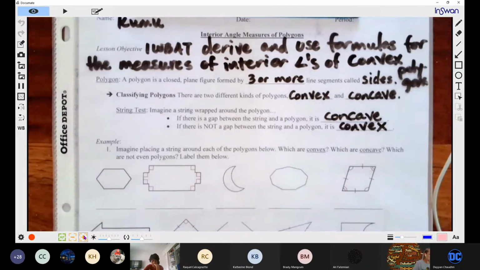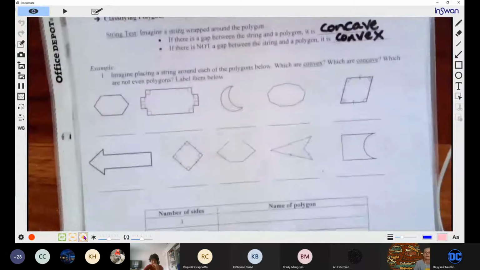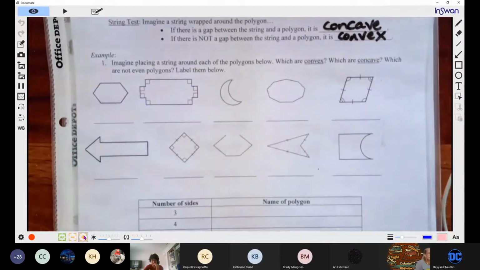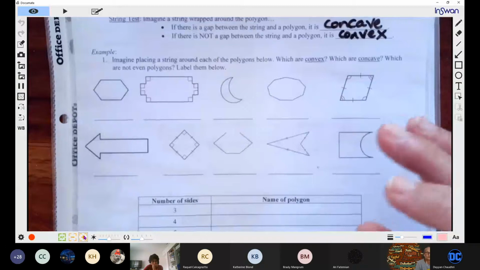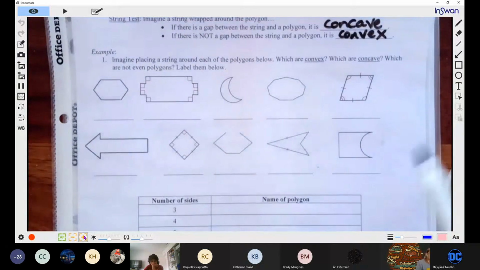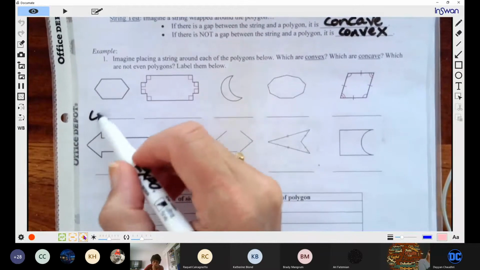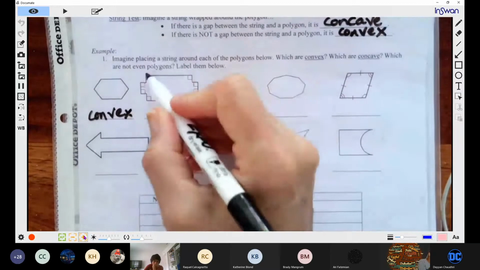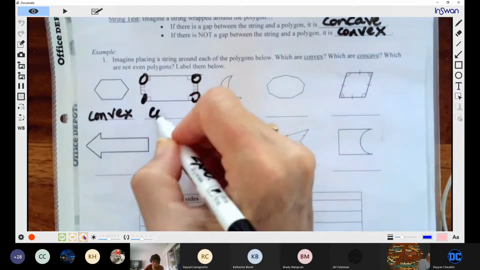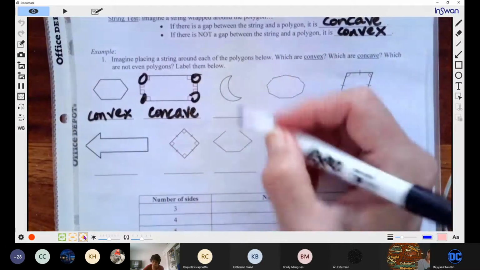If we look at these examples here, imagine placing a string around each of the polygons. Which ones are convex and which ones are concave? Which ones aren't even polygons? If you had a string around it, would there be any gap here? No. So this is convex. If I put a string around it, gap, gap, gap, gap. That means this is concave. It goes in. This one doesn't even have any sides, so this isn't even a polygon.